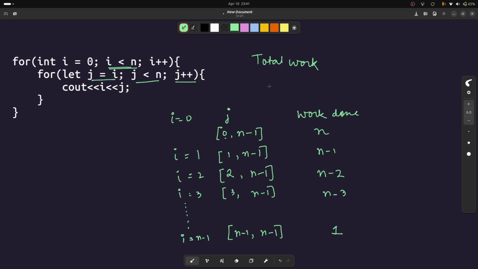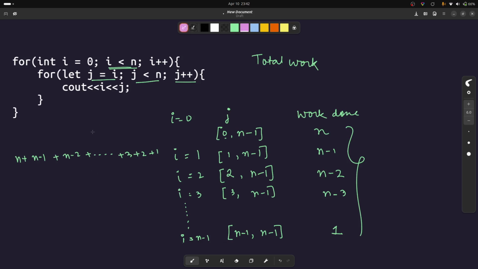To get the total work, we just need to add these. It is basically n plus n minus 1 plus n minus 2 plus ... 3 plus 2 plus 1. This is the series, the same series here. I've written a few extra terms just to make it clear.